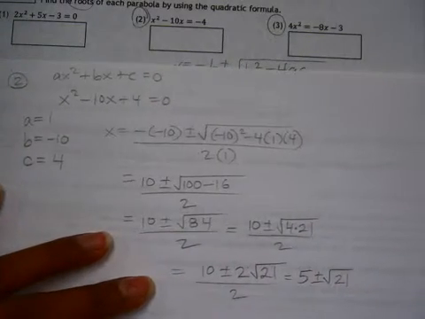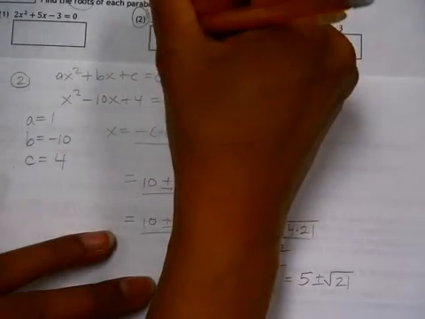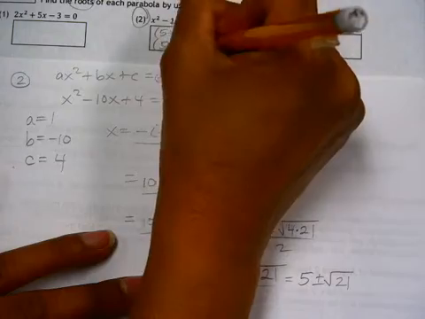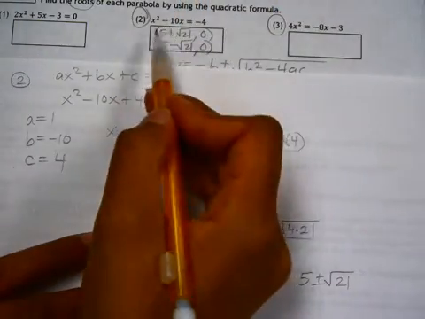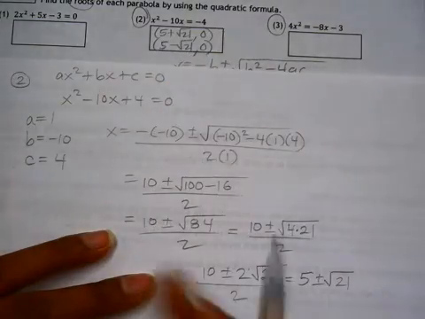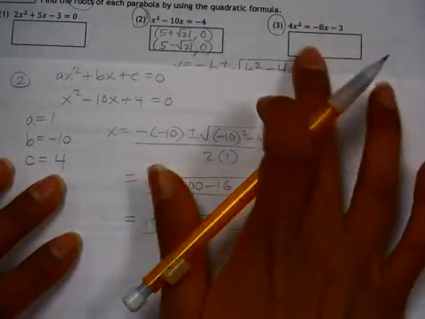So my two roots are 5 plus root 21, comma 0, and 5 minus root 21, comma 0. These are some decimal numbers where the two roots of the parabola are. Let's also look at number 3.